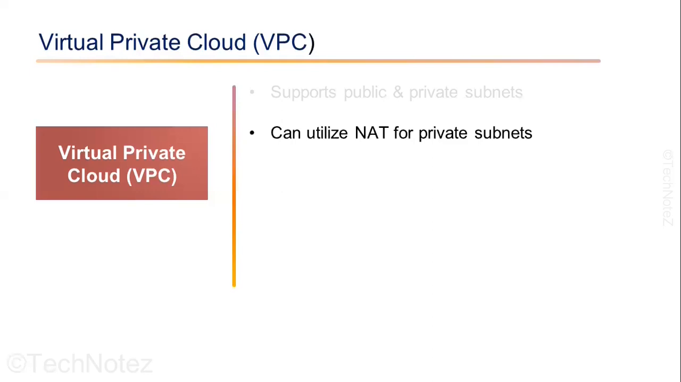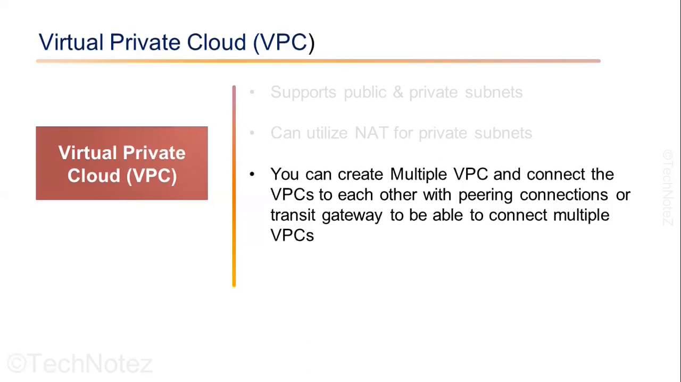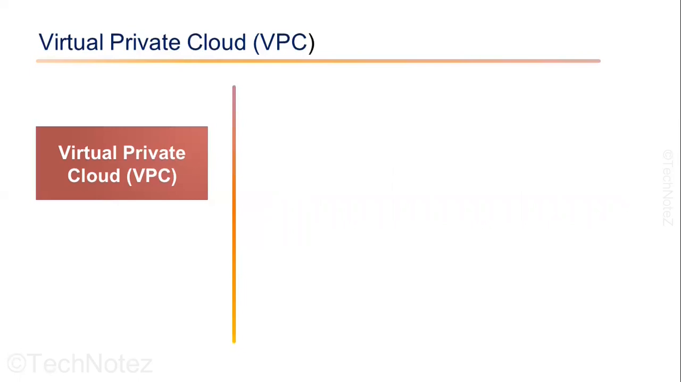for those private subnets. And there are multiple ways that you can establish a connection to your data center. You can create multiple VPCs and connect the VPCs to each other with peering connections, or you can use the transit gateway to enable the communication between multiple VPCs. There are multiple core components in a VPC that help you to create the private network in the AWS cloud.